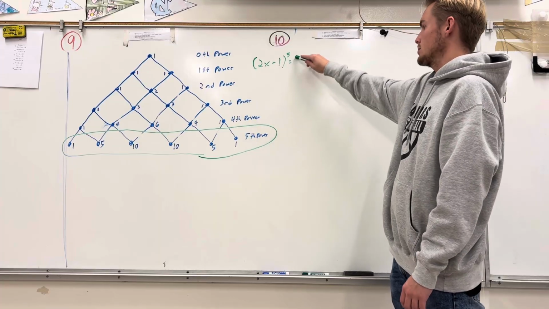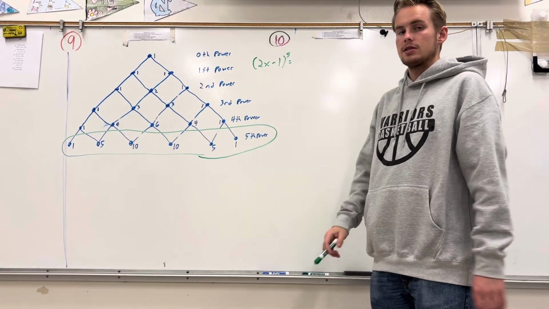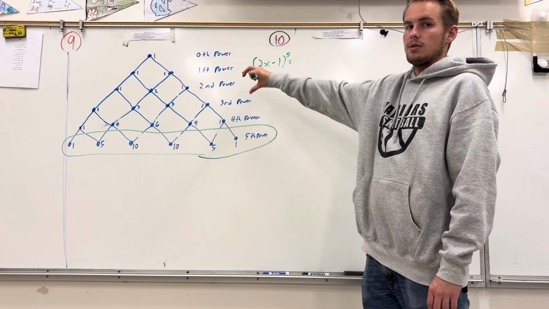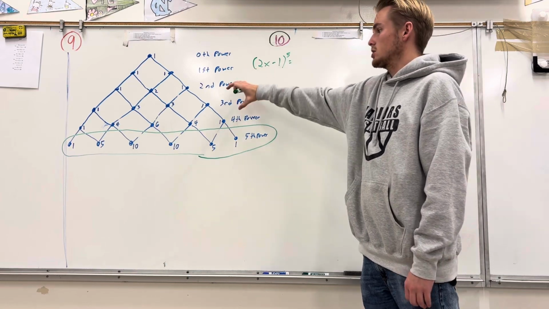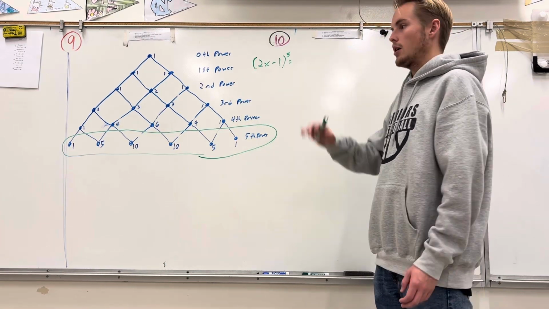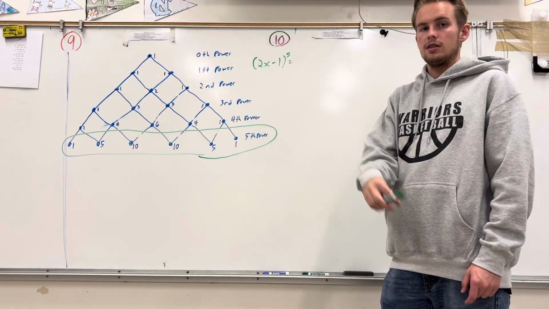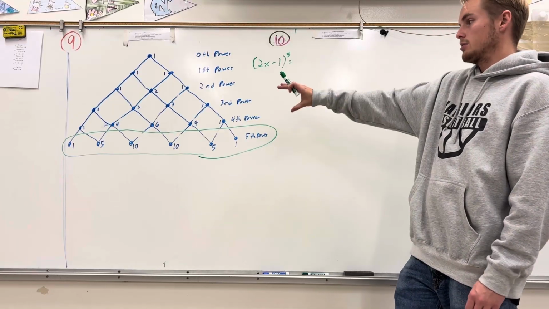We have 2x minus 1 to the power of 5. The first step is constructing Pascal's triangle. If you're looking at this triangle and you don't know what's going on, you'll know how I got that if you watch my last video. If you do that, this will make a lot more sense.